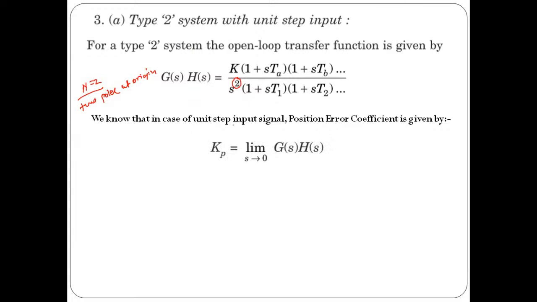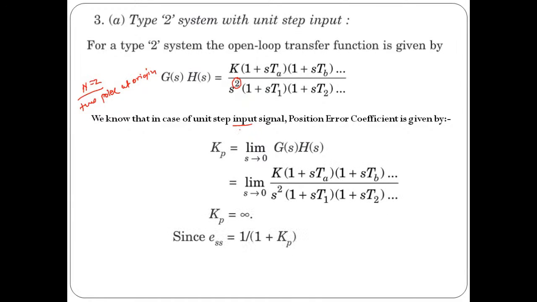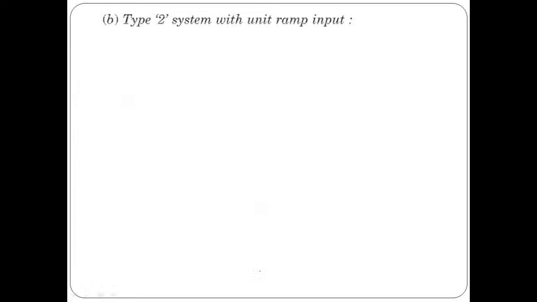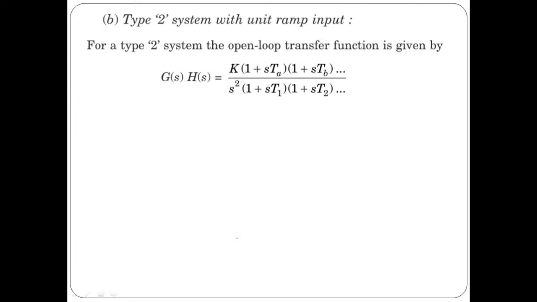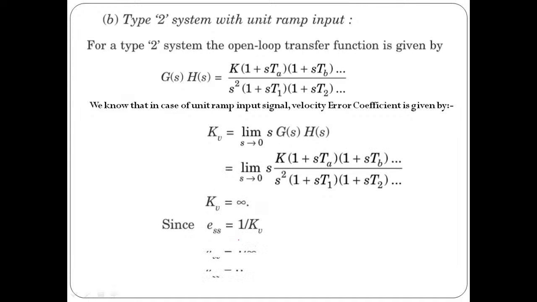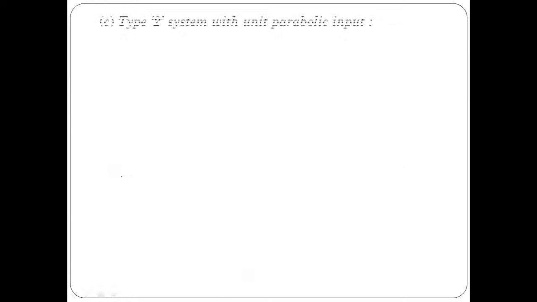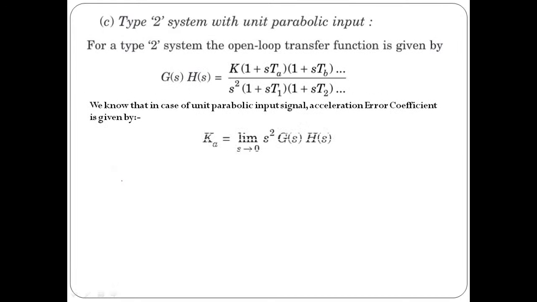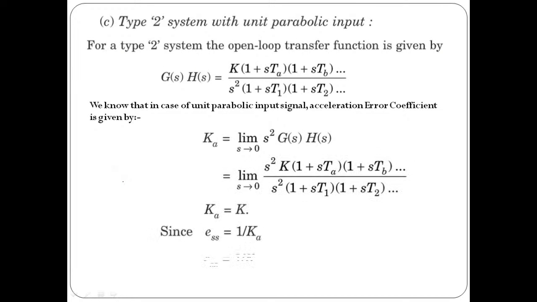Like if you take unit step, then what will happen to kp and what will happen to ess? Kp is going to be infinite, ess is going to be 0. Again for unit ramp type 2, kv is going to be infinite and ess is going to be 0. Now this is important. And if you take unit parabolic for type 2, ka is going to be k and ess is going to be 1 by k.